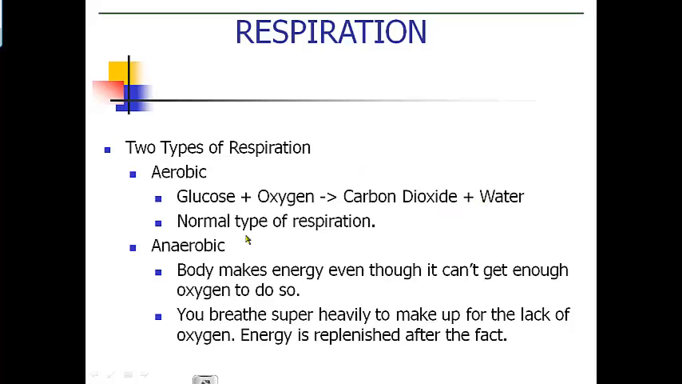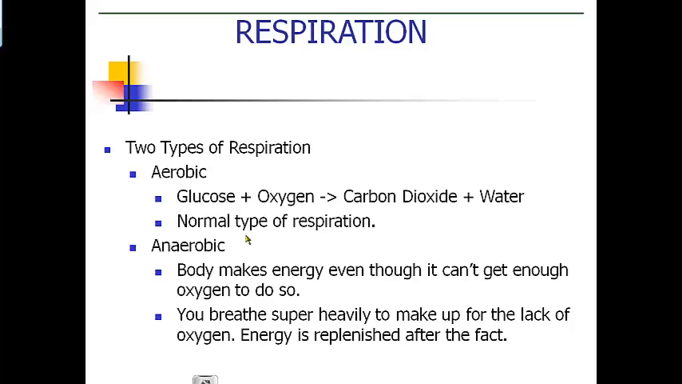Okay. Then there's something called anaerobic respiration. This is when your body can't get enough oxygen to make the energy that it needs at that moment. So what your body does is it ends up making energy anyway, kind of burning everything it's got to make energy anyway, and then replenishing itself by breathing extra heavily after you're finished.